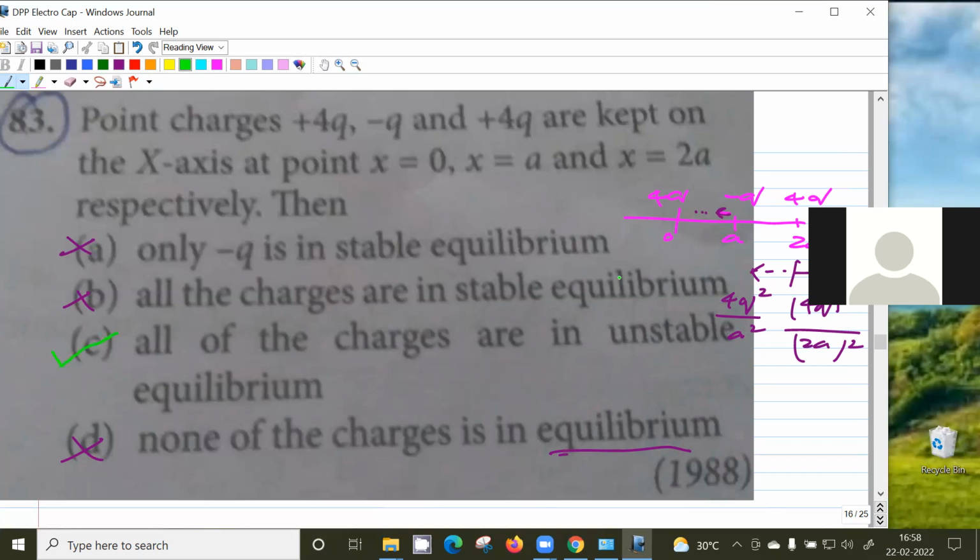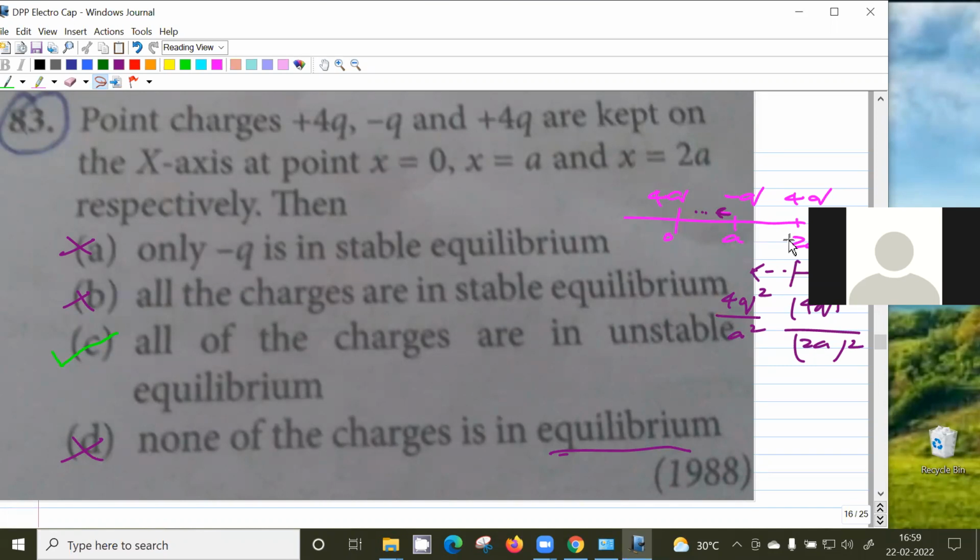Yes, sir. First thing is all the charges are in equilibrium. Equilibrium means the net force is zero. Suppose you take this minus q at center, it's in equilibrium, right? Because the force due to 4q on either side is equally attractive, so they'll cancel. And the fourth one is 4q. Due to this 4q, the repulsive force is 4q square divided by the distance square, that's 2e square. And due to this minus q, the attractive force is 4 into q square divided by the distance e square. So the 4 and this 4 will cancel. So these two forces are equal.